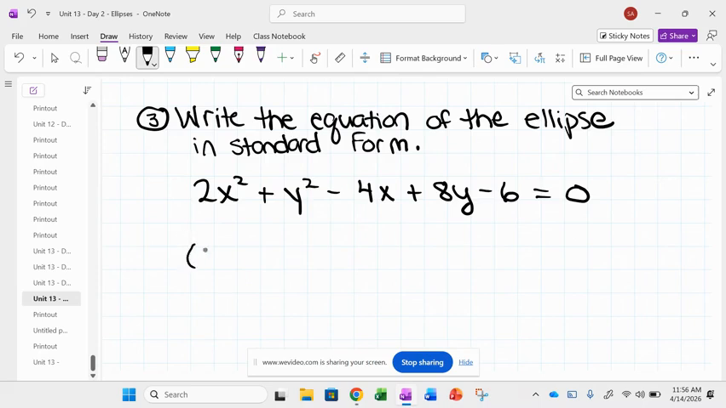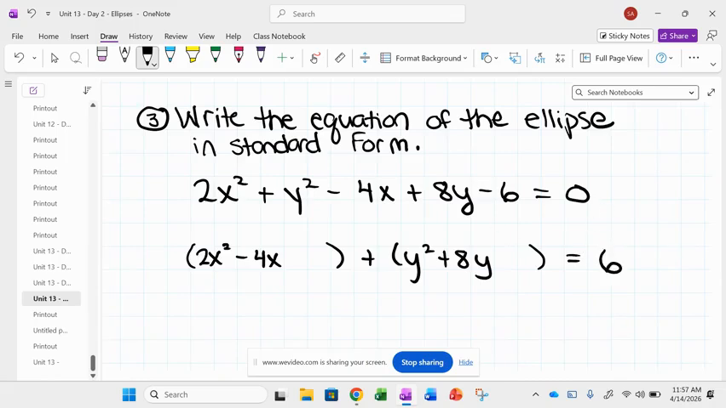I'm going to group my x's and y's together, and any number that's not within x or y, I'm moving to the other side. So I'm going to group 2x squared minus 4x plus y squared plus 8y. And what am I going to do with that negative 6? Add it to the other side, so it becomes equals positive 6. Everybody okay so far with what I've done?